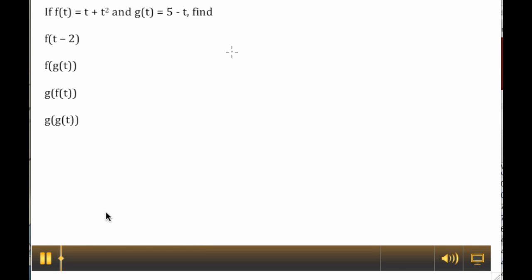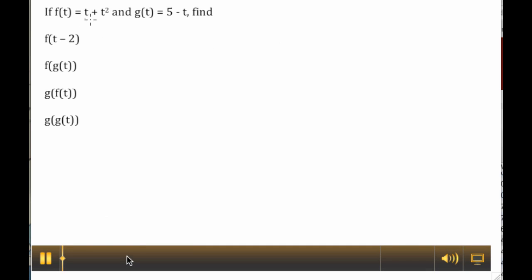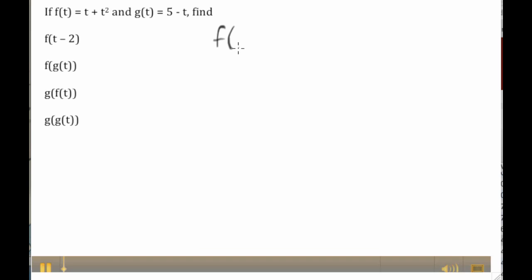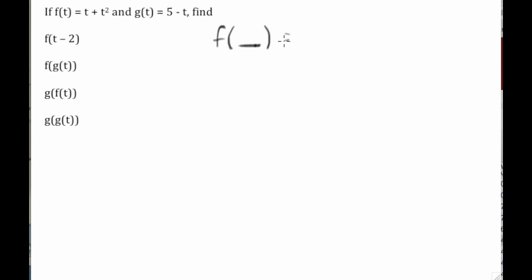Hello. What we're going to be doing today is composing some functions. So we have a function here. When we see this function, another way of thinking about what's going on here is that f of blank, in this case, equals blank plus blank squared. So when you see an expression like this, what you're actually doing is you're filling in the blanks.